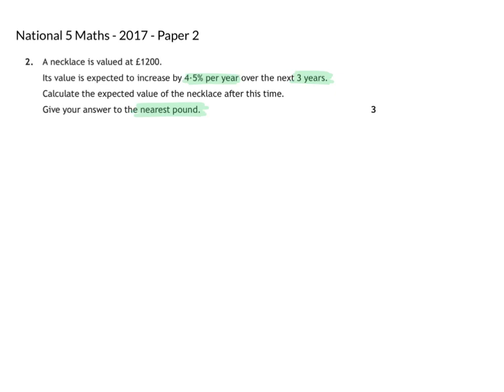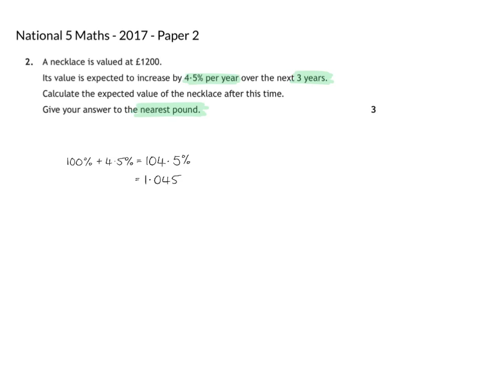So first things first, our 4.5% per year. That means we're starting with our 100%, and then we're adding on another 4.5%. So that gives us 104.5%. We need to change that into a decimal, and we do that by dividing by 100, so we get 1.045. So that's our decimal multiplier that we need for this question.